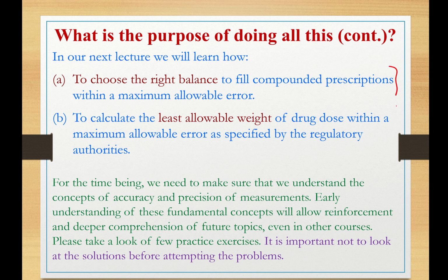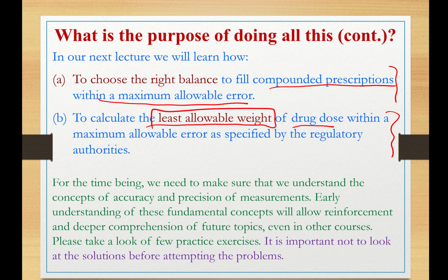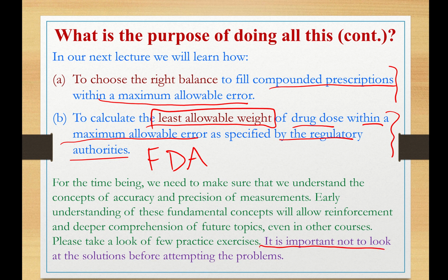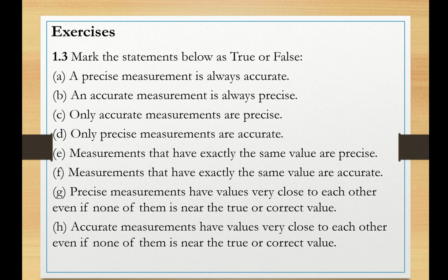Of course, in the next lecture, we are going to learn how to choose the right balance to fill the compounded prescriptions within a maximum allowable error, or alternatively, we're going to learn how to calculate the least allowable weight of a drug dose within a maximum allowable error specified by the FDA and prepare our prescriptions. But prior to that, it is important to work out the couple of problems that I've included at the end of this lecture, and try not to look at the answers before you actually attempt the problems. And perhaps we can just solve one together here.